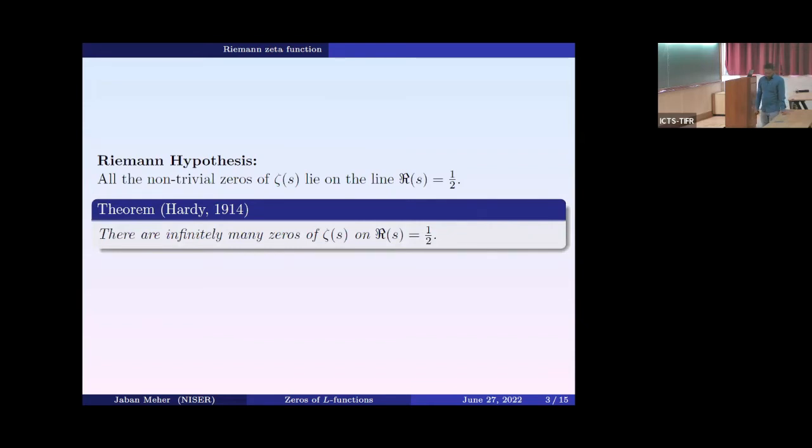But as everybody knows, it is not solved yet, but there are more advanced results known. The first result in this direction was due to Hardy in 1914. He proved that there are infinitely many zeros on this line, real part equal to half. Now, mostly I'll discuss this method, how Hardy used it in the case of the Riemann zeta function, because many people have used the method of Hardy in different cases, for different L-functions.